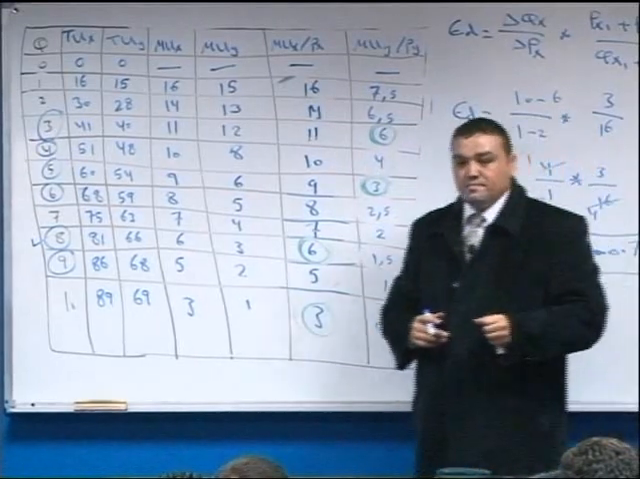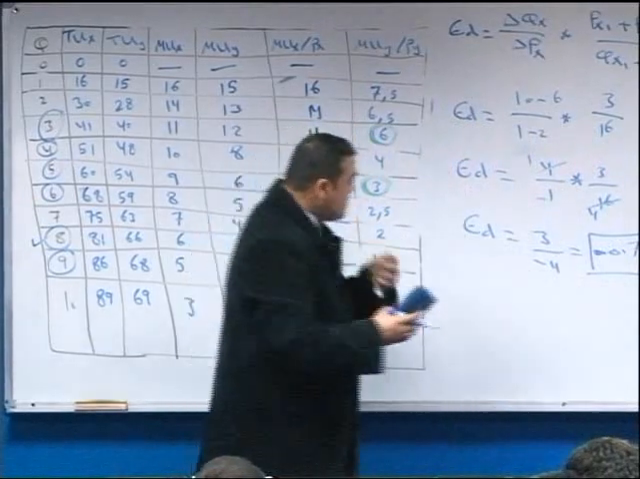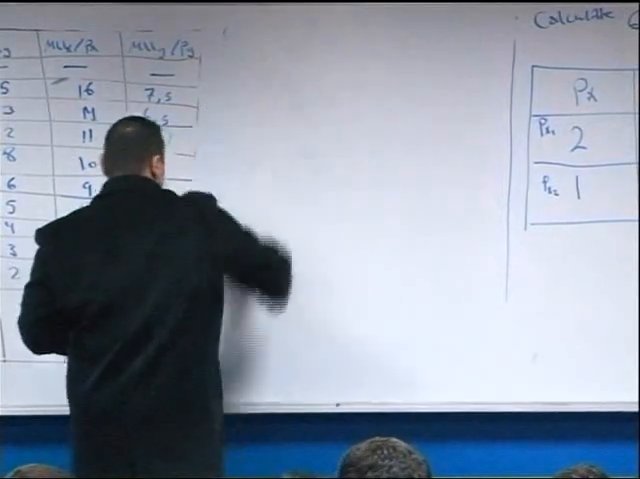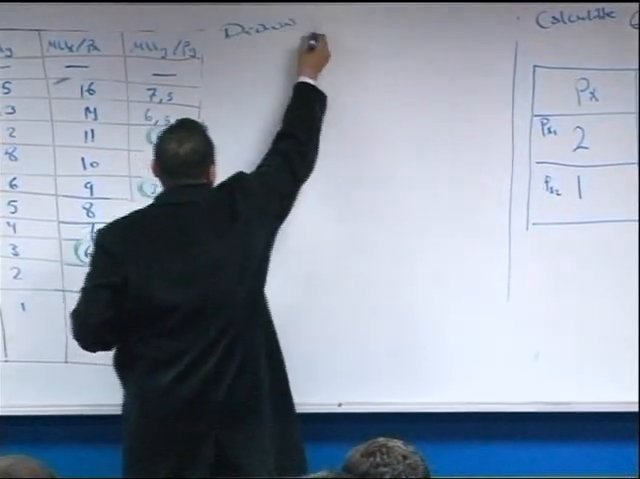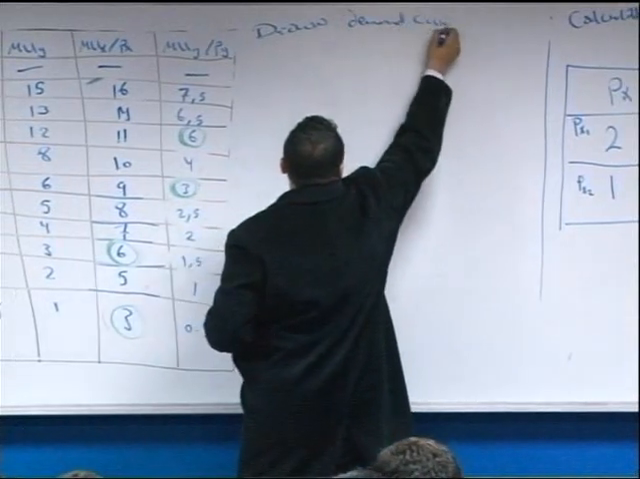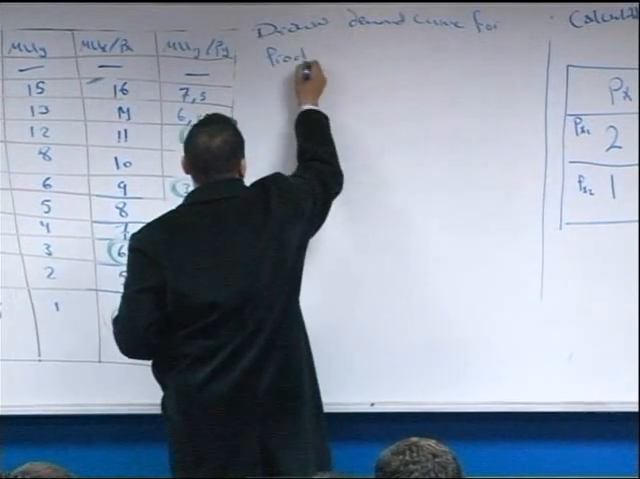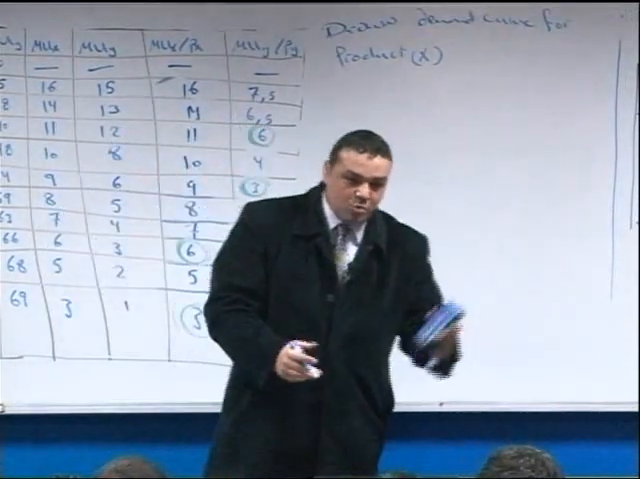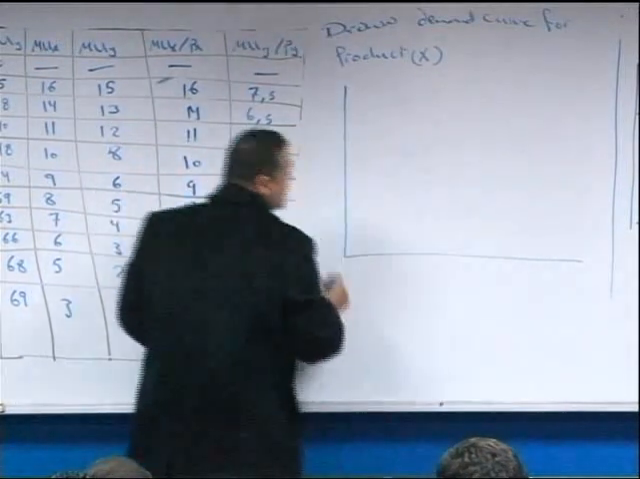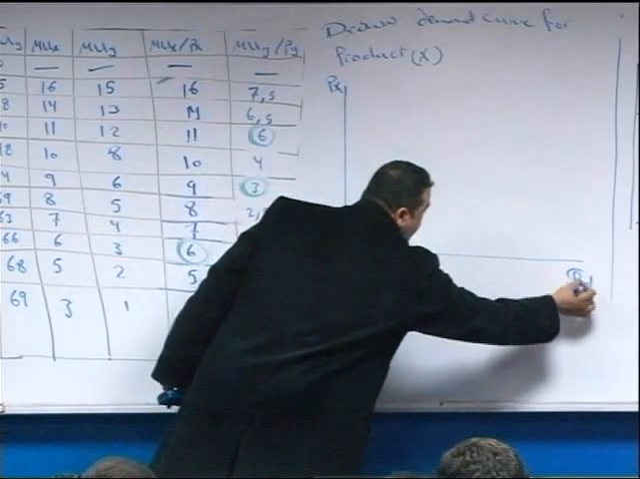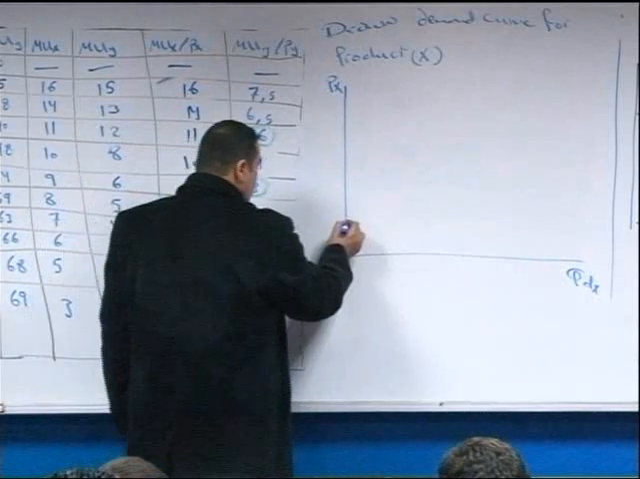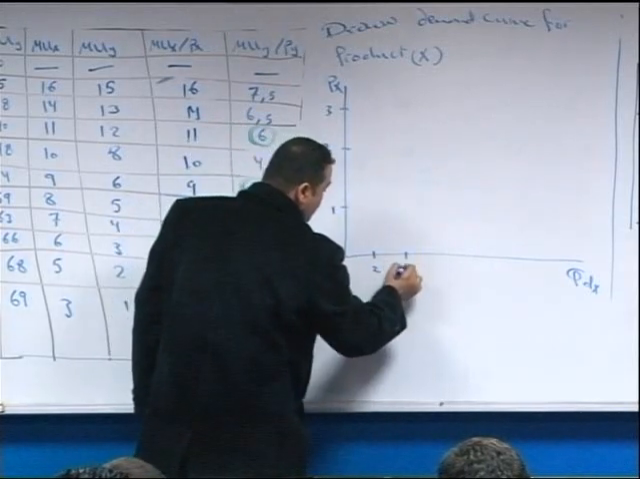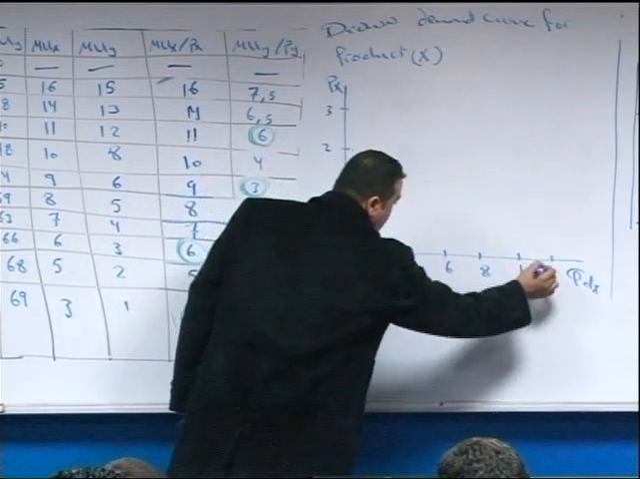Draw the demand curve for the product X. As you see, we have 2 points of X for the prices of X and the quantities. This is the price of X, quantity demanded of X. The price is 1, 2, 3. The quantity demanded 2, 4, 6, 8, 10, 12.